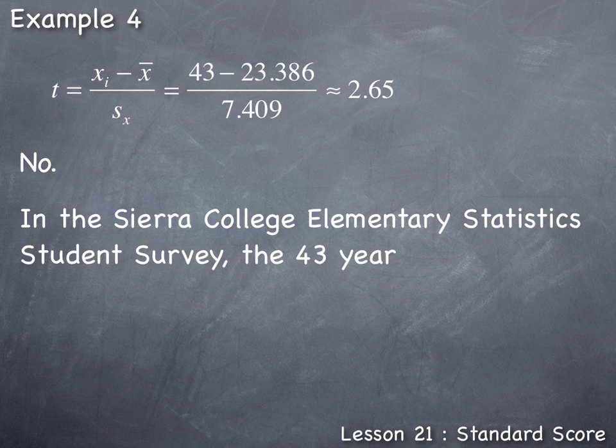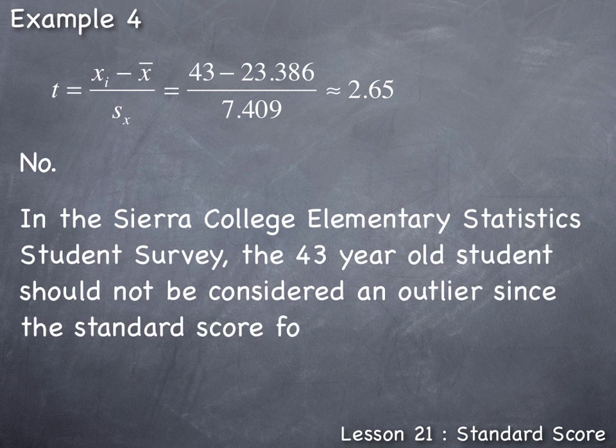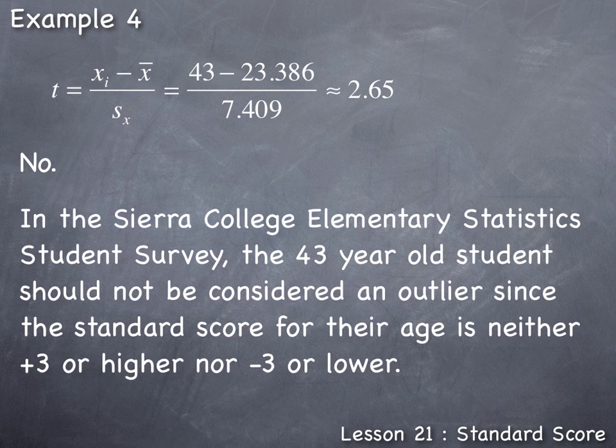In the Sierra College Elementary Statistics Student Survey, the 43-year-old student should not be considered an outlier since the standard score for their age is neither +3 or higher, nor -3 or lower.